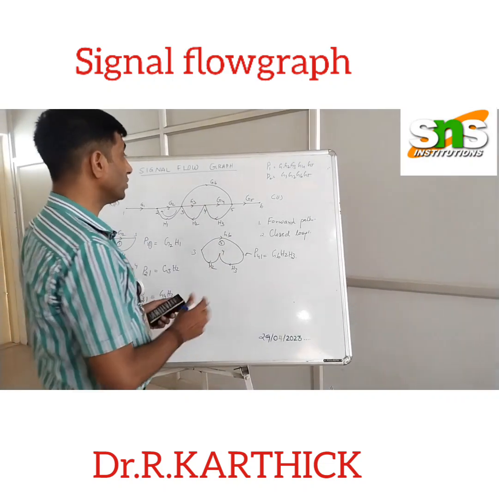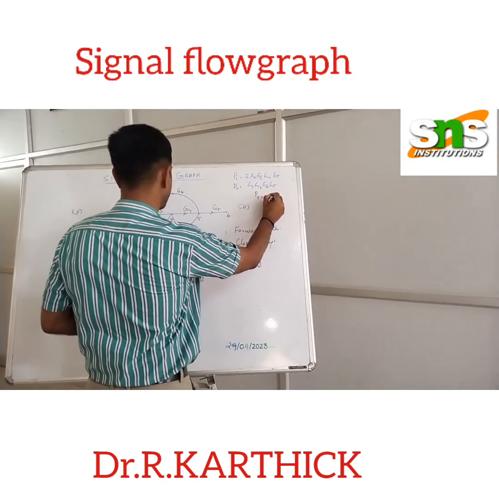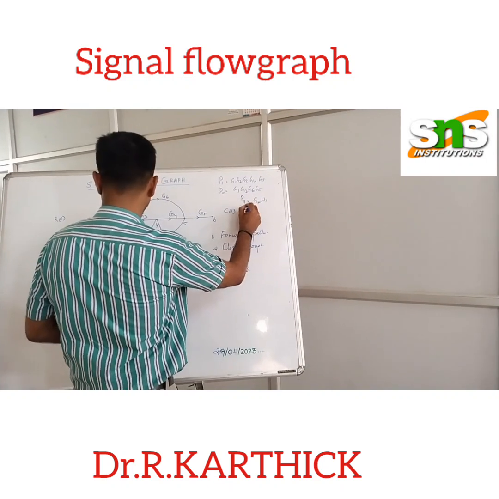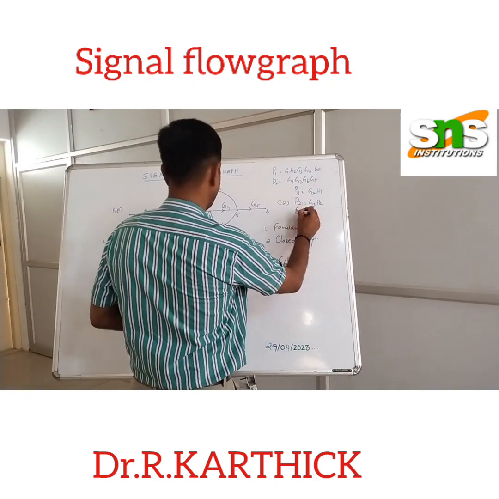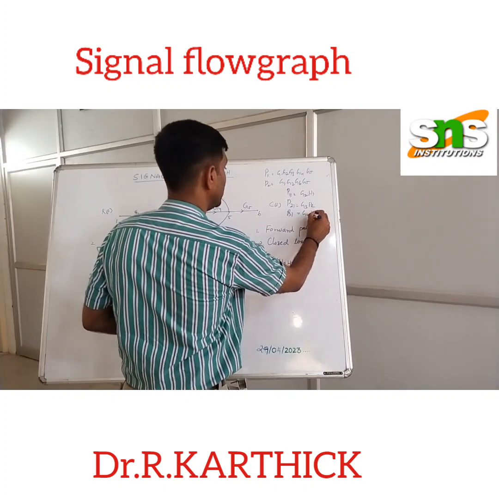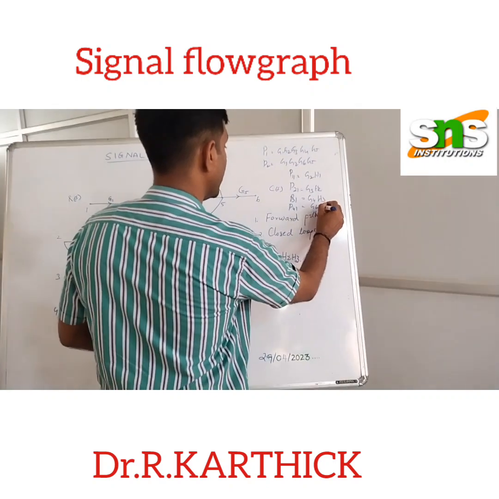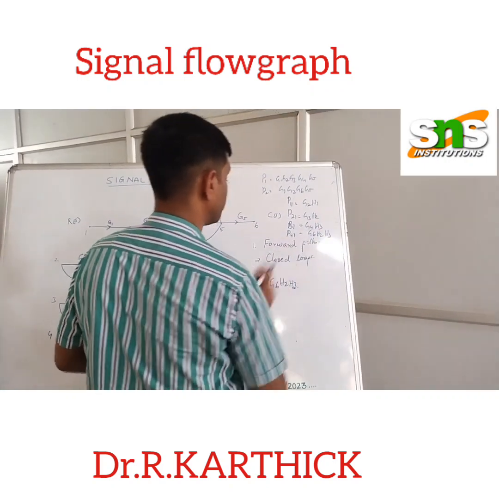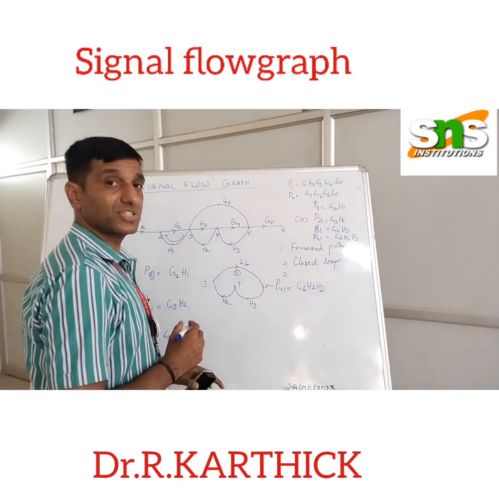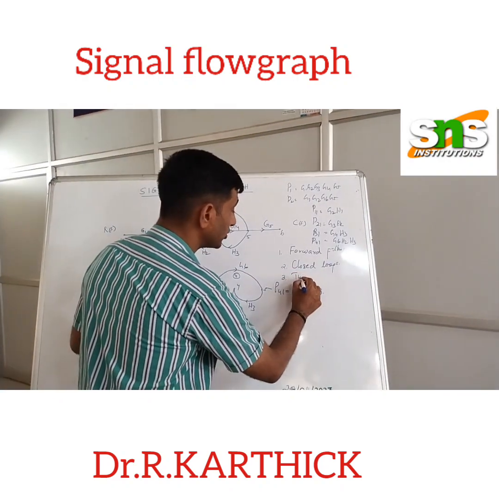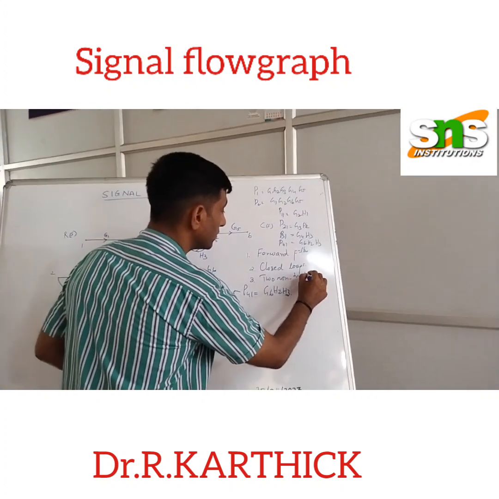So we had 4, so I'll just write all 4 over here. So it is P11, which is G2H1, P21, which is G3H2, P31, which is G4H3, and P41, which is nothing but G6H2H3. Step number 2. Now step number 4, it is nothing but 2 non-touching loops.